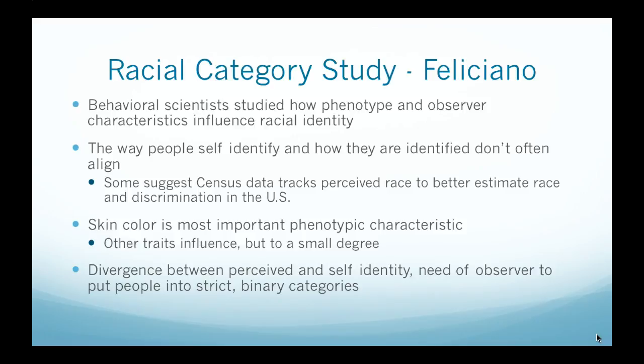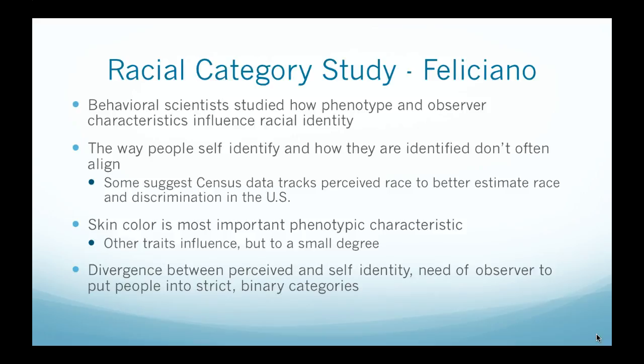I think this is just an interesting study to highlight the differences between how you might identify yourself and how other people might identify you. And this just goes to show that these racial categories aren't actually as strict or binary as we like to think of them, and they actually are a bit more fluid and a lot more up to interpretation.